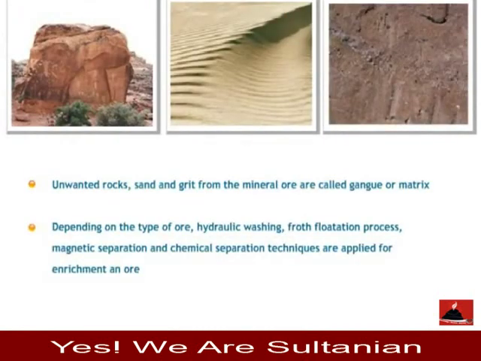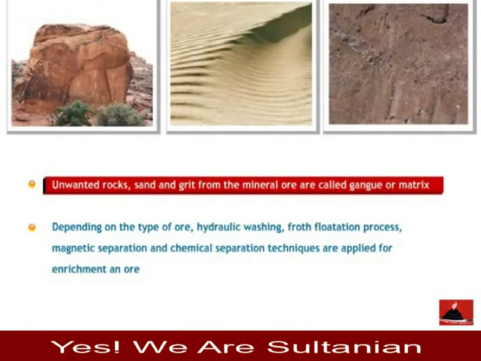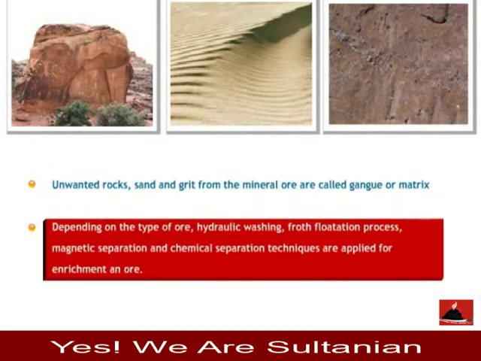Enrichment of ores. Unwanted rocks, sand, and grit from the mineral ore are called gangue or matrix. Depending on the type of the ore, hydraulic washing, froth flotation process, magnetic separation, and chemical separation techniques are applied for enrichment of an ore.